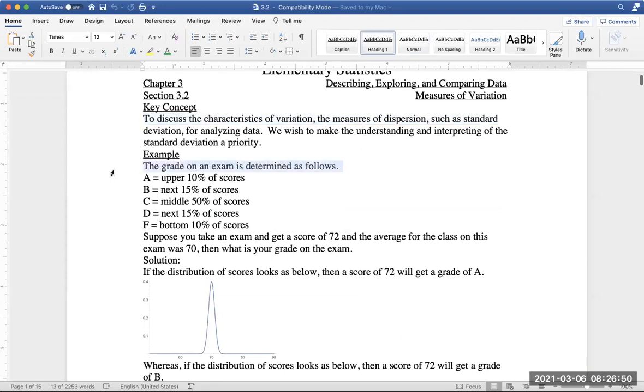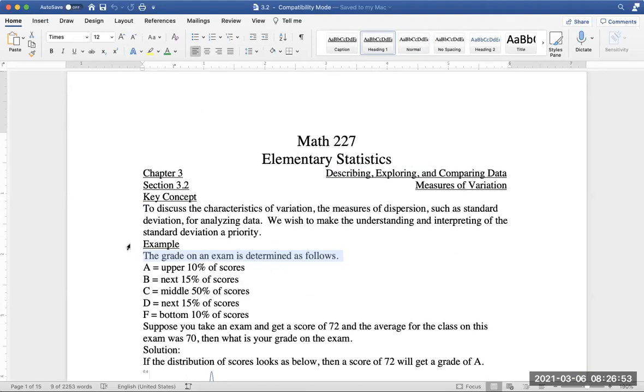So, the grade on an exam is determined as follows. A is the upper 10% of the scores. So if you're in the upper 10% of the scores for your class, you get an A. B, if you're in the next 15% of your scores. C, if you're in the middle 50% of the scores. D, if you're in the next 15% of the scores. F, if you're in the bottom 10% of your scores.